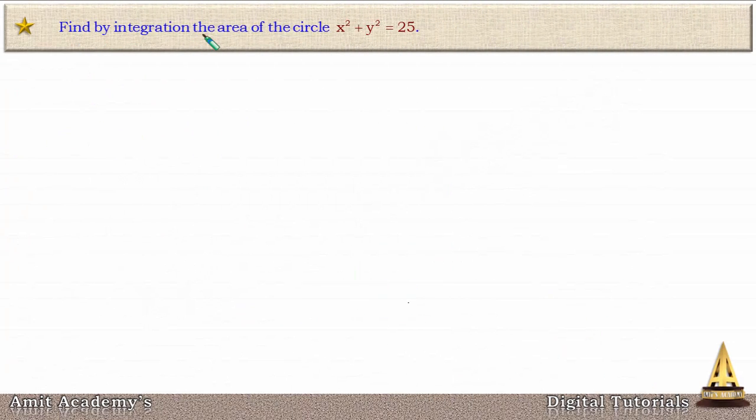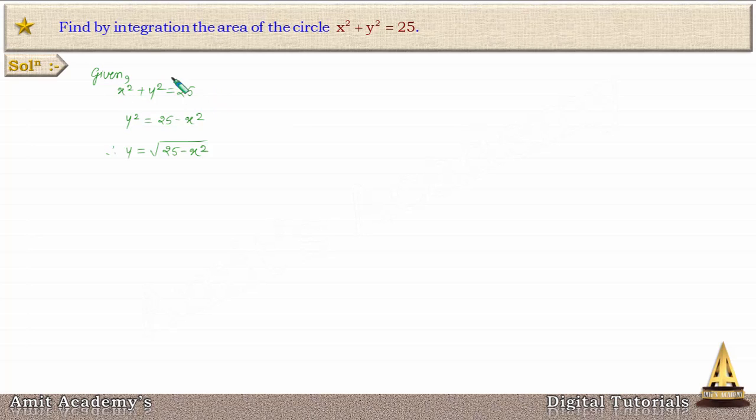Find by integration the area of the circle x square plus y square is equal to 25. In solution, given x square plus y square is equal to 25. If this x square comes on this side, it becomes minus x square. So I can write y square is equal to 25 minus x square. Therefore, y is equal to under root 25 minus x square. So this is the equation for y.